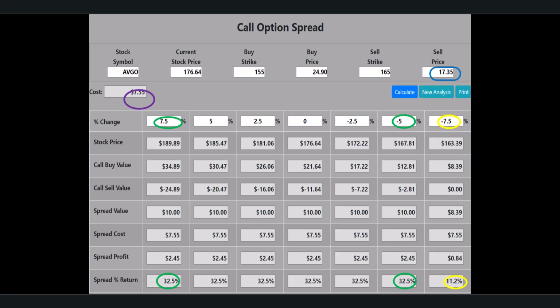Creating the debit spread will allow us to collect a $1,735 cash credit to our brokerage account for the sale of the 165 call. As we said on the previous slide, this reduces the cost of entering the spread to $755. Whoops. Oh my, sorry about the purple circle not being around 755.